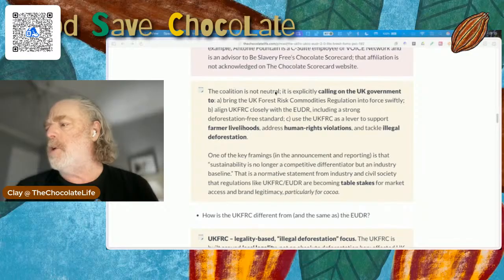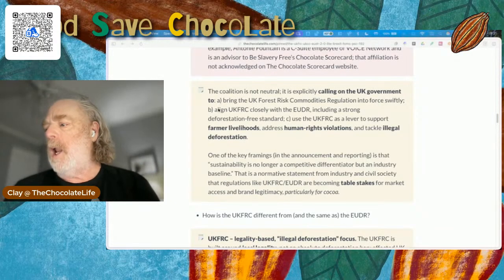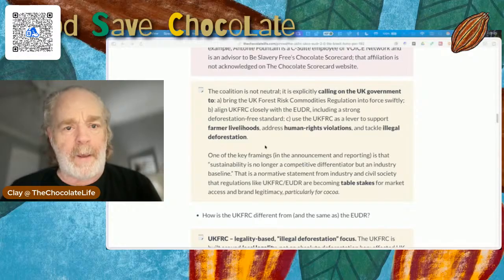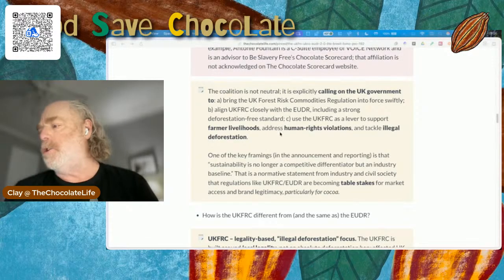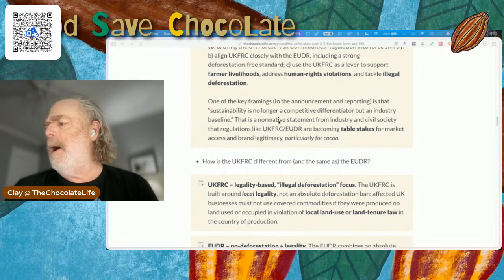So it is explicitly calling on the UK government to, A, bring the UKFRC into force swiftly, and, this is the UKCC position, align the UKFRC closely with the EUDR, including a strong deforestation-free standard. We'll get there. And this is new, use the UKFRC as a lever to support things that are not in the original proposal for the UKFRC. In addition, they want the UKFRC to address farmer livelihoods and human rights violations, in addition to tackling illegal deforestation. And then there's this framing, this may be your framing, Neil, I don't recall, that sustainability is no longer a competitive differentiator, but an industry baseline.